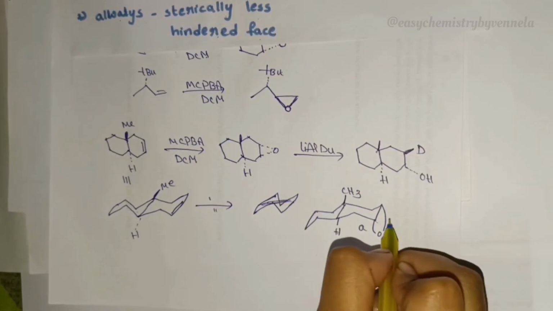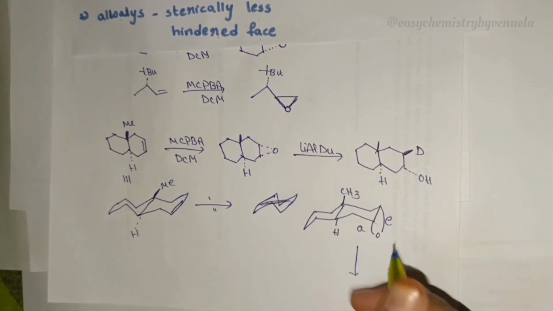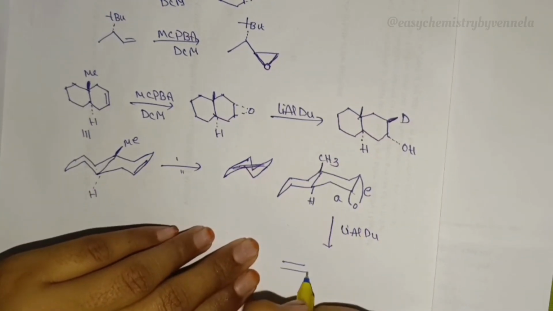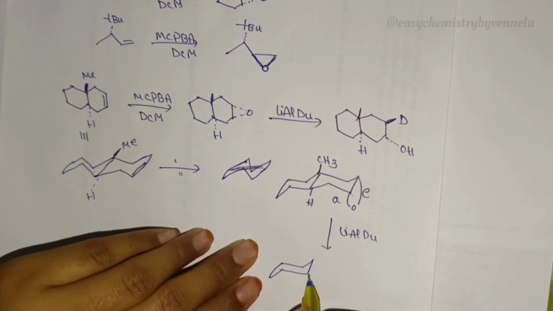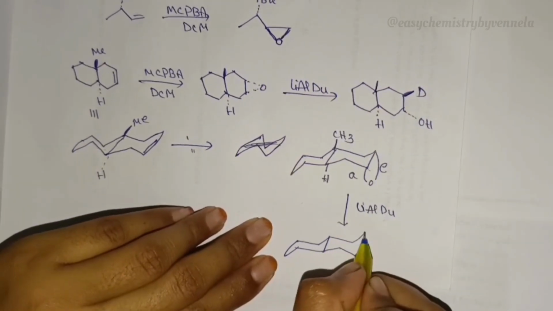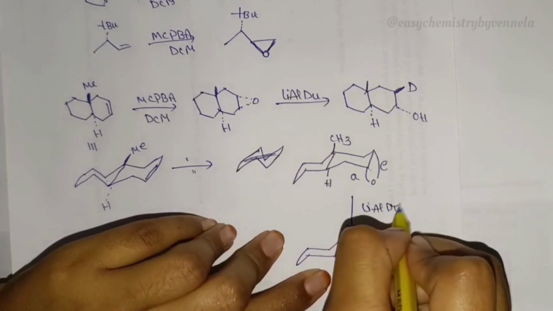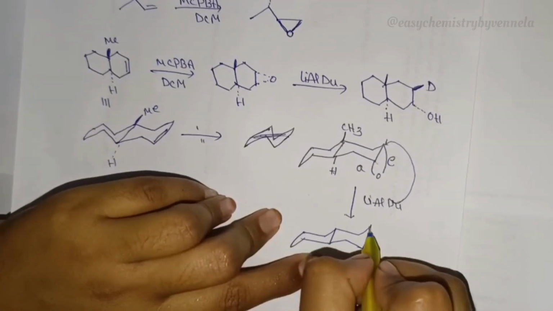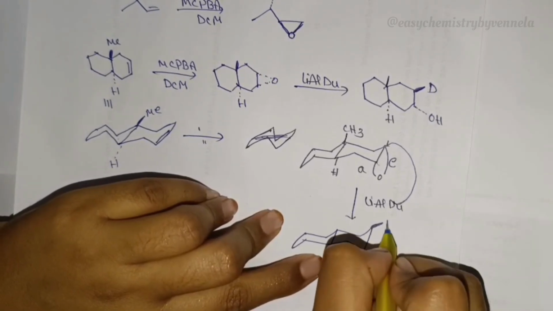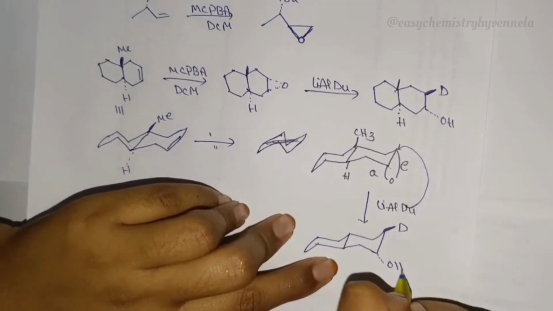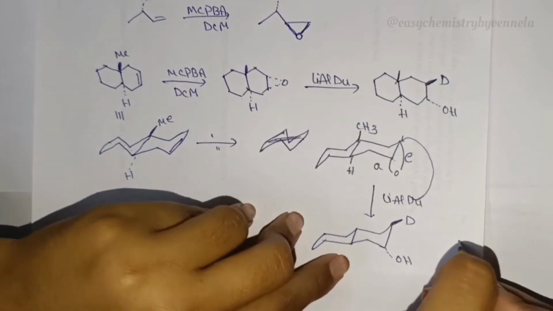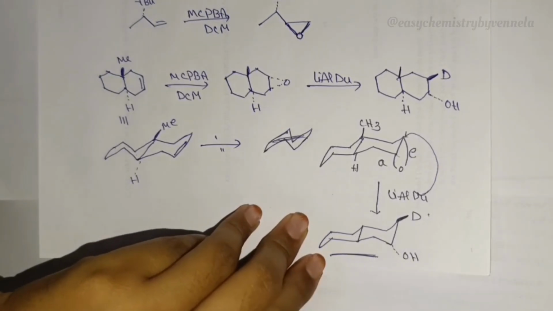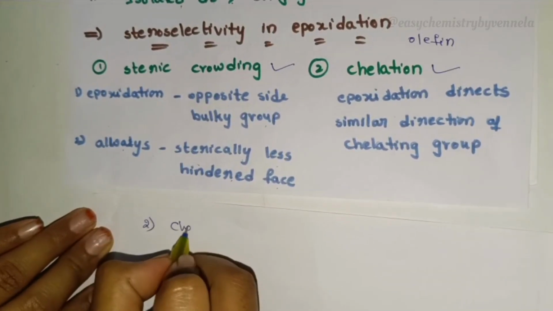It is the axial position, and this is the equatorial position. Then it reacts with LiAlD4. So it will attack only the axial position like this. So the final answer is: here it is above the plane and it is below the plane. The product is only at the axial position. This is the final product. So the next one is chelation.